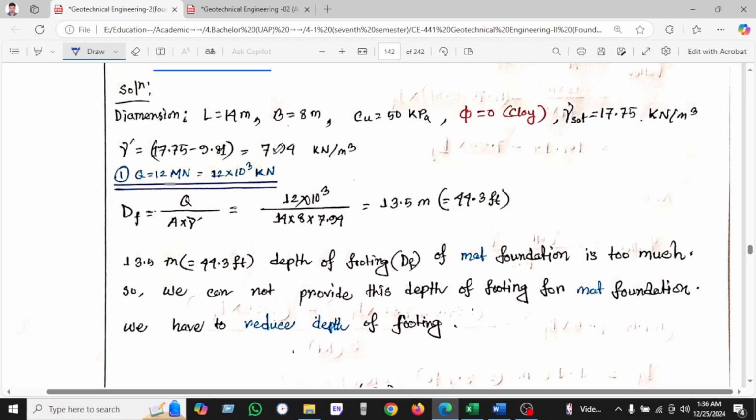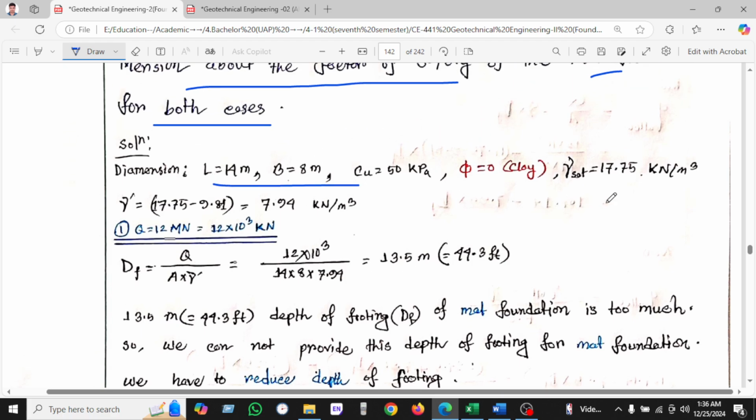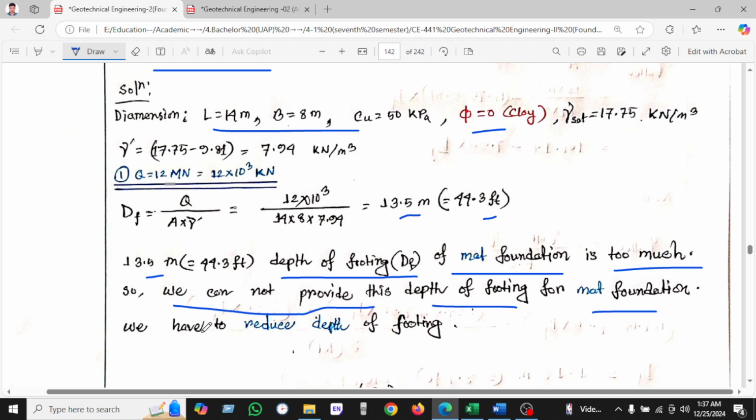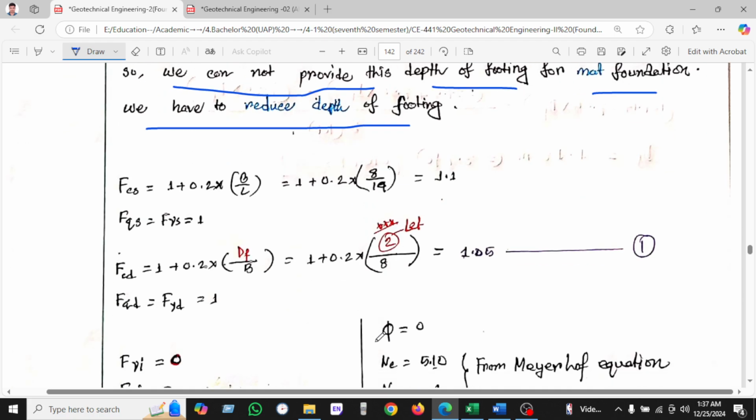So we have seen here all the data is given when phi equal to 0, then we have found this data. When Q equal to 12 MN, then the depth of footing will be 13.5 meter, which is 44.3 feet. So 13.5 meter or 44.3 feet depth of footing of the mat foundation is too much. So we cannot provide this depth of footing for the mat foundation. We have to reduce the depth. So now we'll reduce the depth.